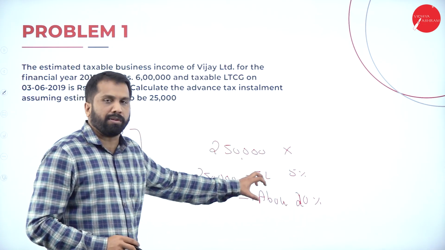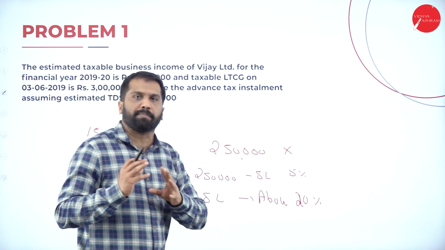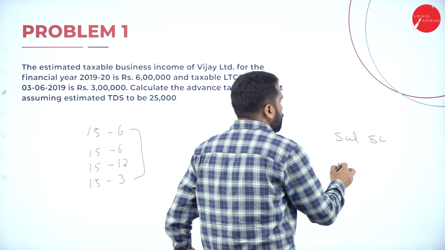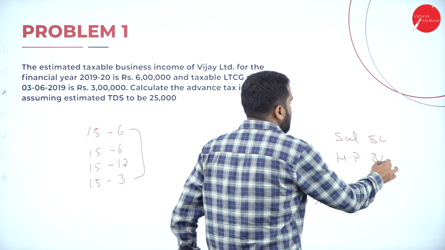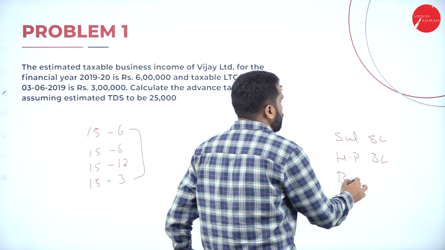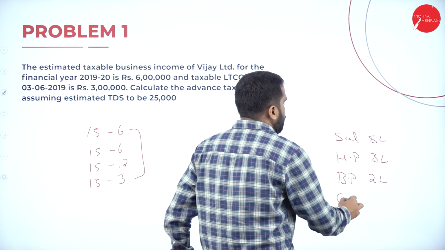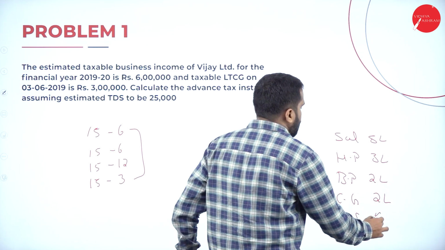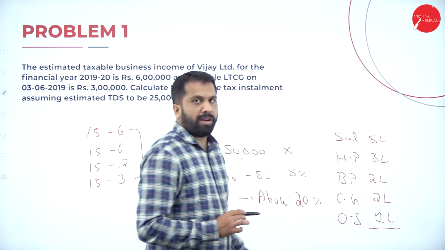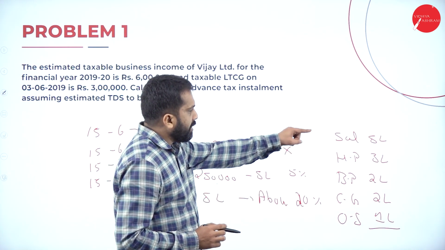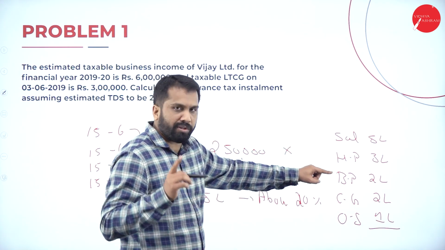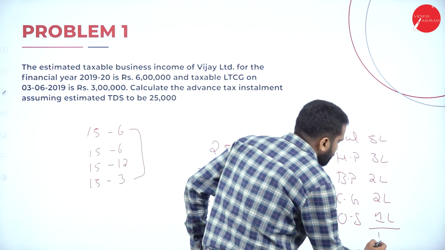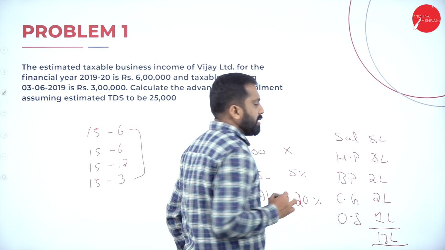Whatever the total amount you got, I'll give you an example. Income from salary, 5 lakh. Income from house property, 3 lakh. Income from business or profession, 2 lakh. Income from capital gain, 2 lakh. Income from other sources, 1 lakh. What is your total income? Add everything: 5 plus 3, 8. 8 plus 2, 10. 10 plus 2, 12. 12 plus 1, 13 lakh. This is your total income.